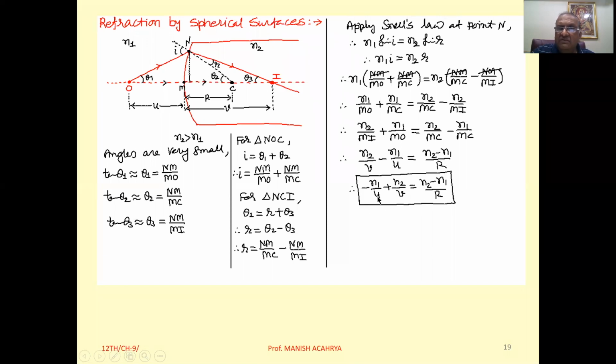Finally, we can write minus N1 by u plus N2 by v is equal to N2 minus N1 upon R. This equation is the equation for refraction by spherical surfaces. Clear to all of you?